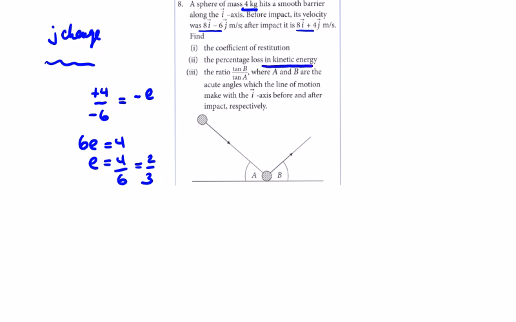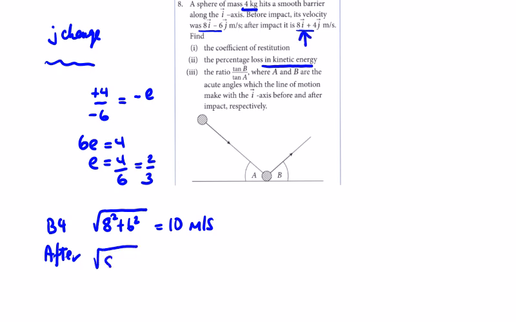Percentage loss in kinetic energy. Okay, let's look at the speed before and after. So the magnitude before is the square root of 8 squared plus 6 squared, which is 10 meters a second. And afterwards, we have 8 and 4, the square root of 8 squared plus 4 squared. 64 and 16 is root 80, which we could simplify, but we don't need to. We leave this root 80 for now.